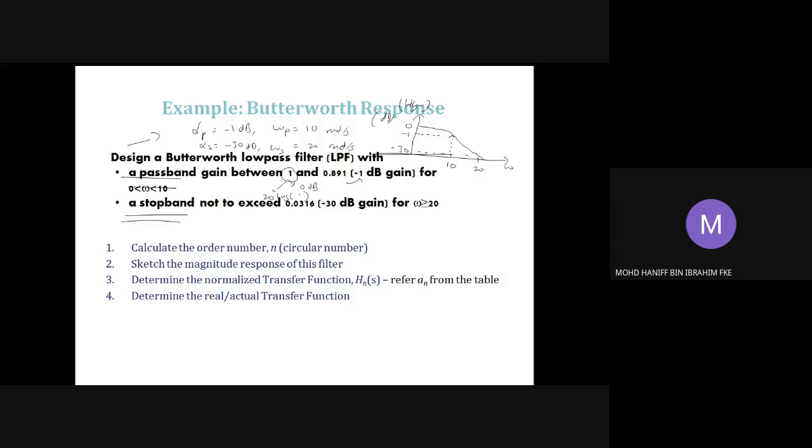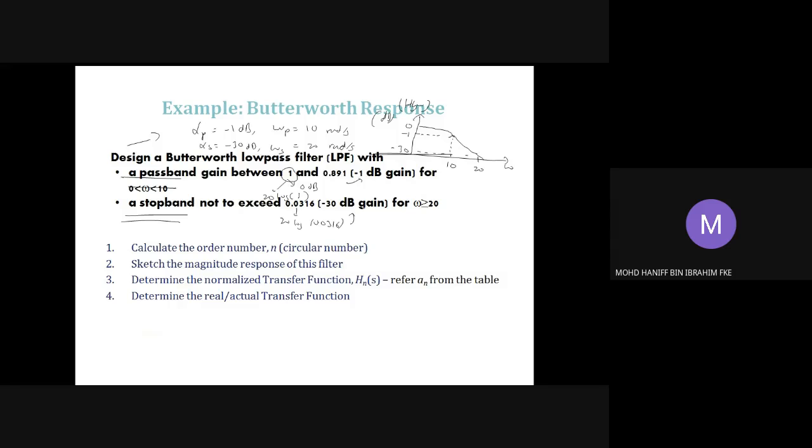So we have 20 log 1 equals 0 dB, and 20 log 0.891 will be negative 1 dB. Again, 20 log of 0.0316 will give us negative 30 dB. I hope you understand this line. Maybe you forgot about the transformation from a linear scale to a dB scale.